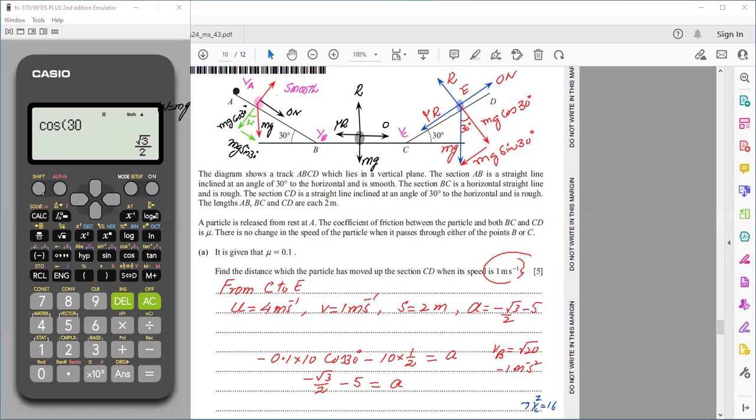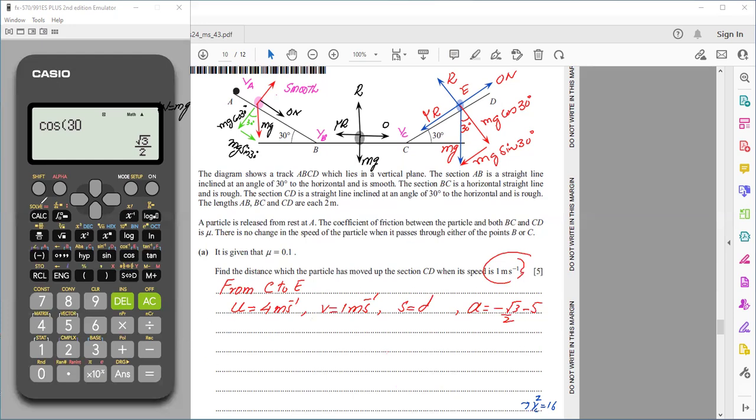Now I have to use the calculator and find the value of the distance. Distance means we have to calculate it, and the distance is not given here, so you have to calculate this distance. The distance is unknown, because the total distance from C to D is given as 2 meters, but where its velocity is 1 meter per second, that is unknown. So that distance is unknown.